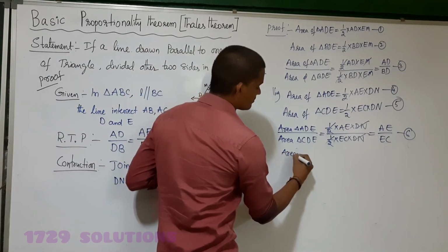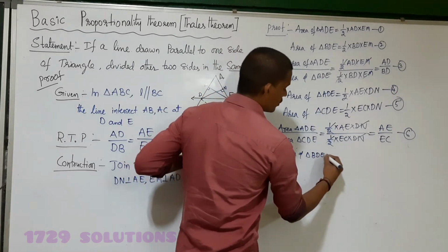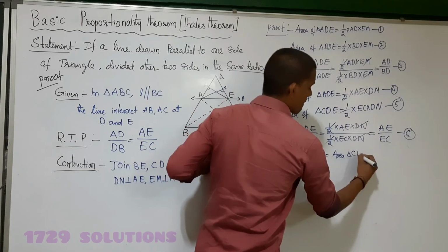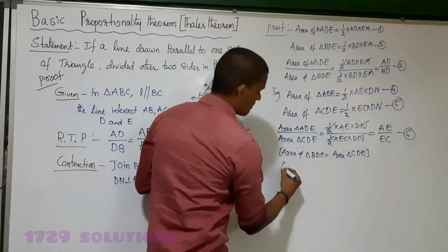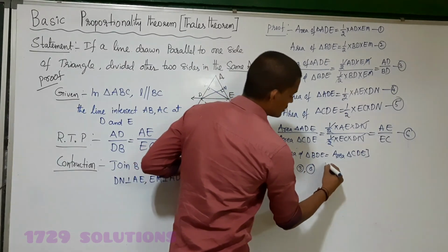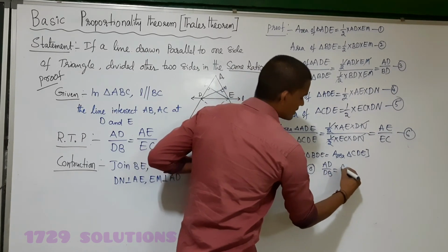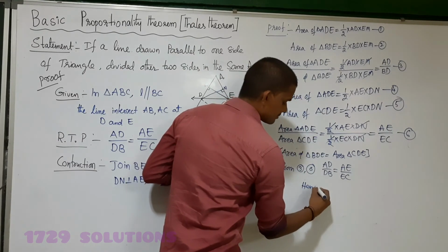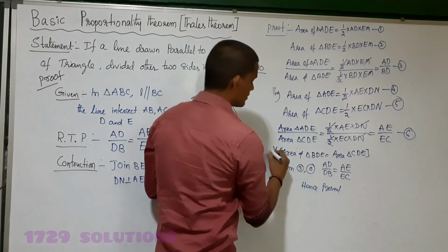So here we write one important step: area of triangle BDE is equal to area of triangle CDE. Very very important. If they are equal, from 3 and 6 we can write the last conclusion: AD by DB is equal to AE by EC. So the proof is completed. Very very important step this is.